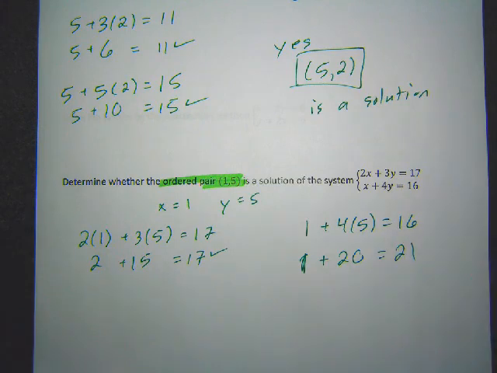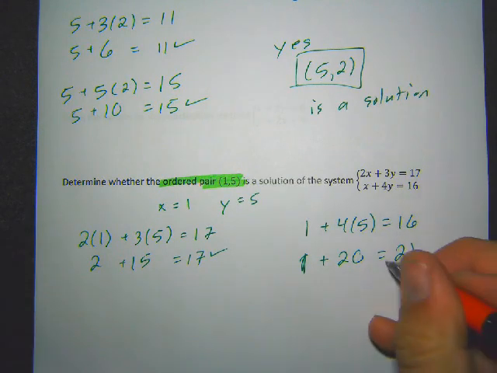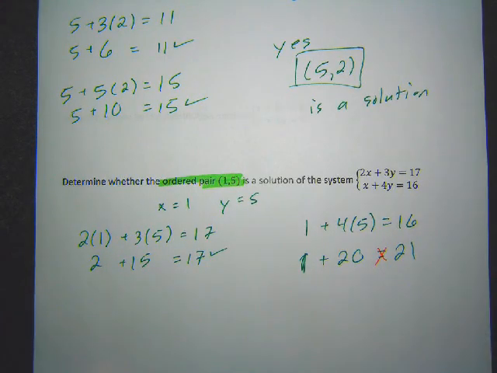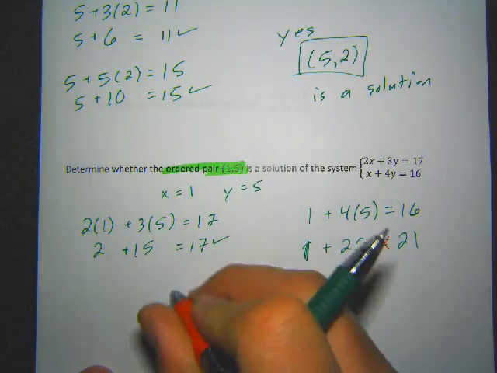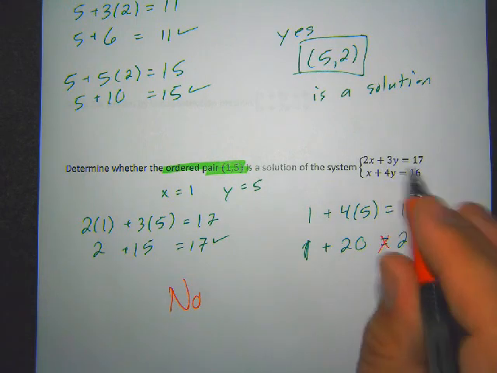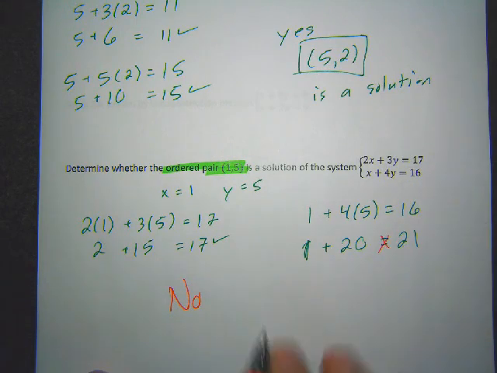Does not work. So we can see that no, the second equation does not work when you use 1 and 5. As soon as one of the equations doesn't work, then we can say no. That ordered pair is not a solution. Now, that doesn't mean there is no solution. There is possibly a different number that could be a solution to this pair of equations. But this one's not it. 1, 5 is not the solution.